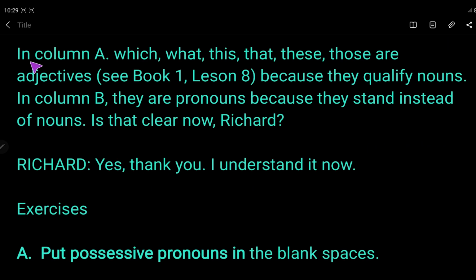In your book it is written in column A which, what, these, that, these, those are adjectives, and it is also written see book 1 lesson 8. If you go there you will find the same thing over there, because they qualify nouns. In column B they are pronouns because they stand instead of nouns. The teacher is telling, is that clear now, Richard? Richard told, yes, thank you, I understand it now. So now I think you have also understood today's topic. Now let us do some exercises, then you will get this matter clearly.